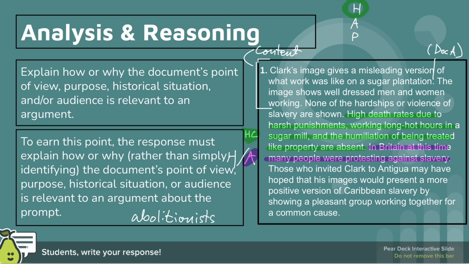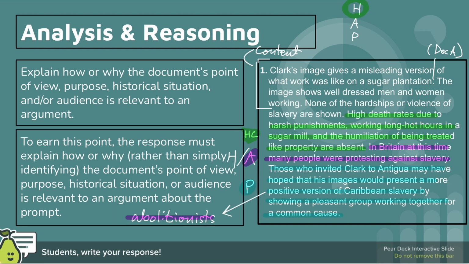Those who invited Clark to Antigua may have hoped that his images would present a more positive version of Caribbean slavery. Here we see the purpose. Why did the plantation owners hire this painter to paint this painting in the first place? Because they want to present a positive image of Caribbean slavery, to convince the abolitionists to stop protesting.